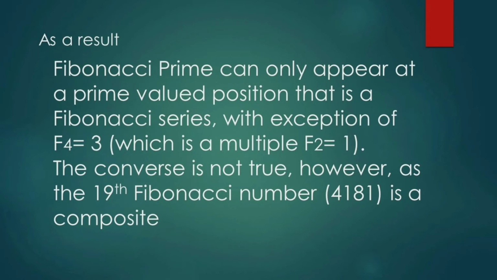As a result, a Fibonacci prime can only appear at a prime valued position in the Fibonacci series, with the exception of the fourth term 3, which is a multiple of the second term 1. The converse is not true, however, as the 19th Fibonacci number, 4181, for example, is a composite number.